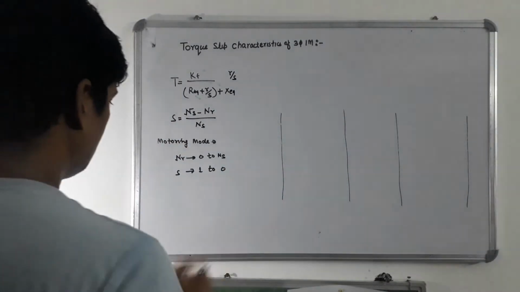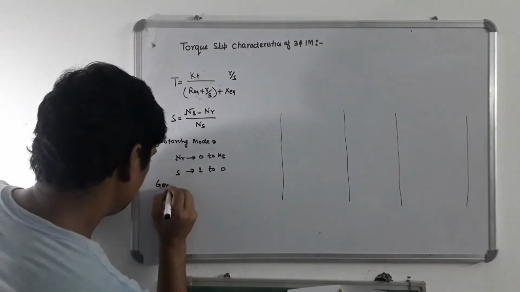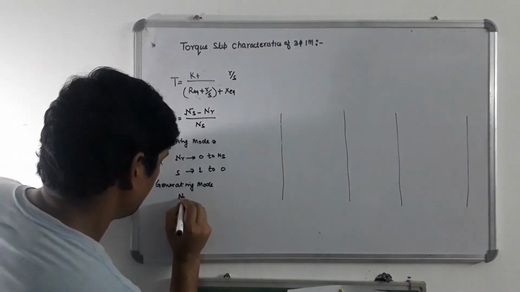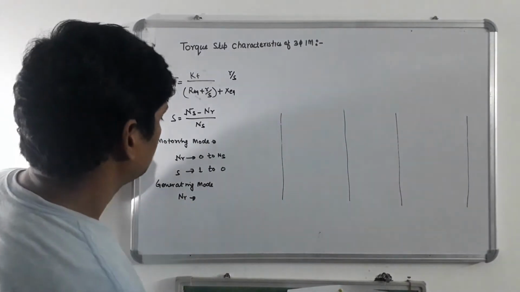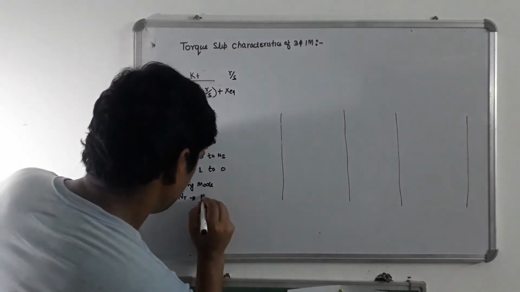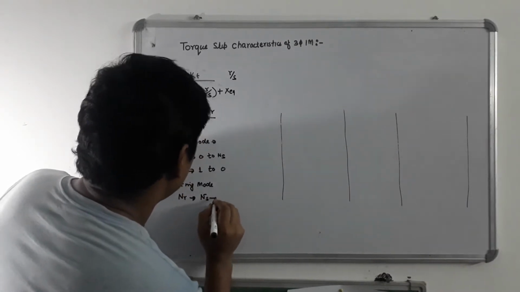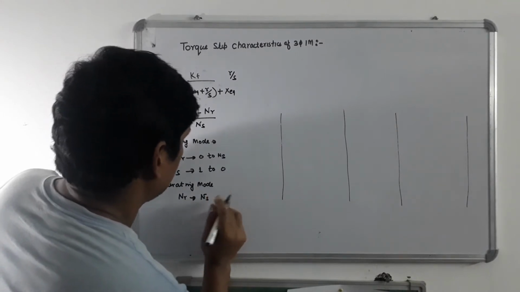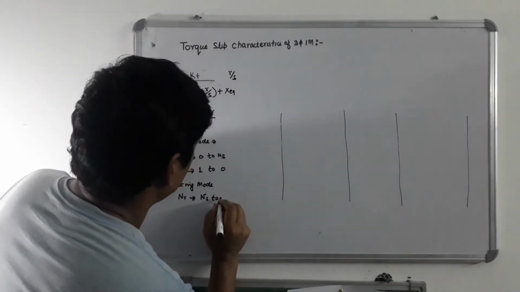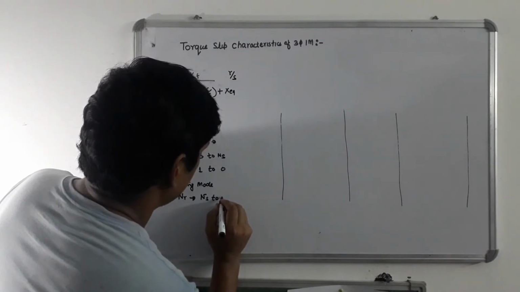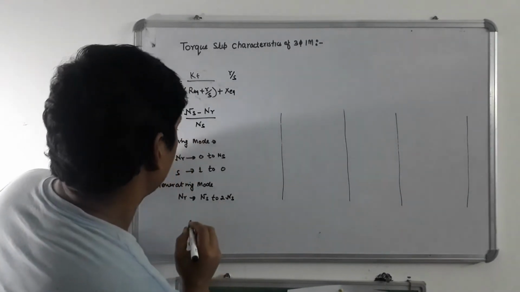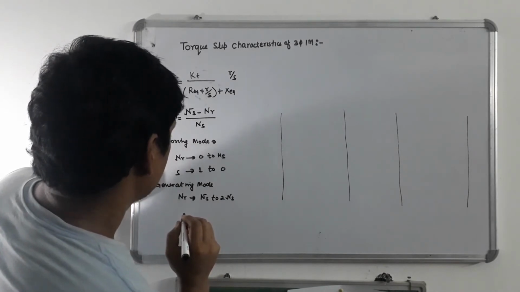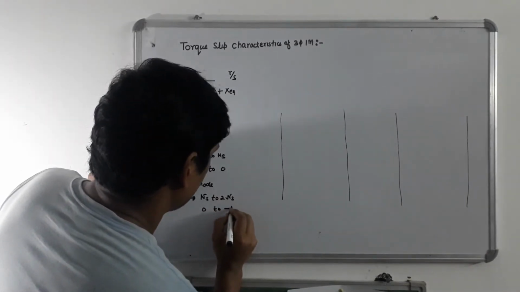Now I will talk about the generating mode. Here Nr changes from Ns to 2Ns. Slip will change from 0 to -1.